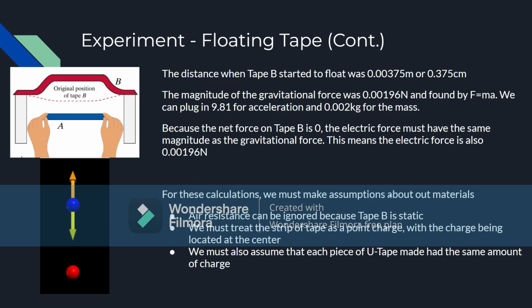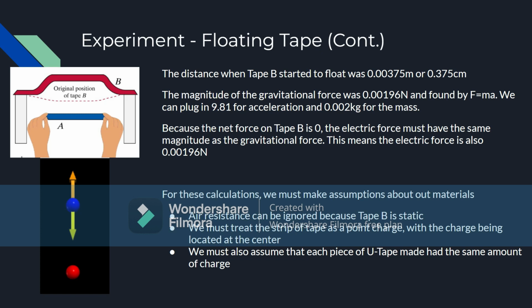Floating tape continued. The distance when tape B started to float was 0.375 centimeters. The magnitude of the gravitational force was 0.00196 newtons and found by using force equals mass times acceleration. We can plug in 9.81 for acceleration and 0.002 kilograms for the mass. Because the net force of tape B is zero, the electric force must be the same magnitude as gravitational force. This means the electric force is also 0.00196 newtons.